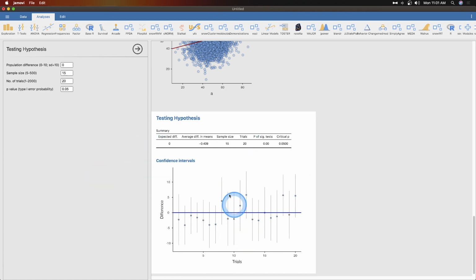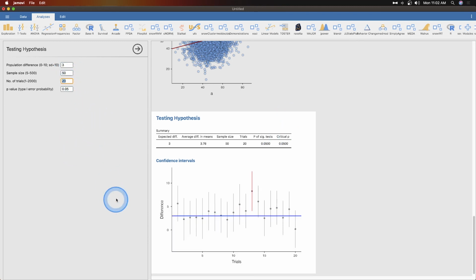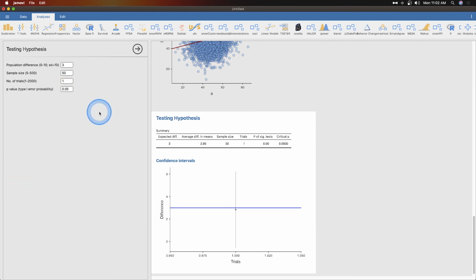And so you get confidence intervals and a summary table, and you can change your population difference, so 0 through 10, with a standard deviation set at 10, sample size 5, between 500, number of trials, and the p-value for, this should actually say alpha for the type 1 error probability. We're going to use 0.05. And so you can change the population difference. Let's say it's 3, and we have a sample size of 50, and number of trials, let's just say it is 1.